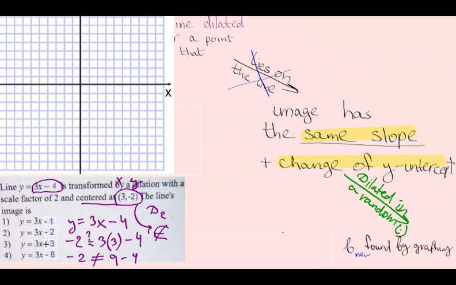So let's quickly do the graphing. Original line, minus 4 is the y-intercept. Minus 4. Here is the slope. We have 3 over 1. Connecting the line. Now, center of dilation, 3, minus 2.